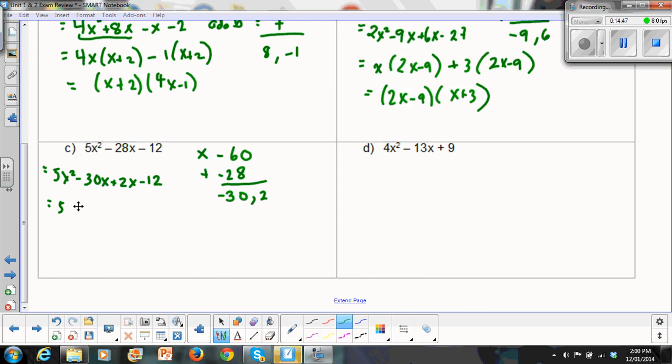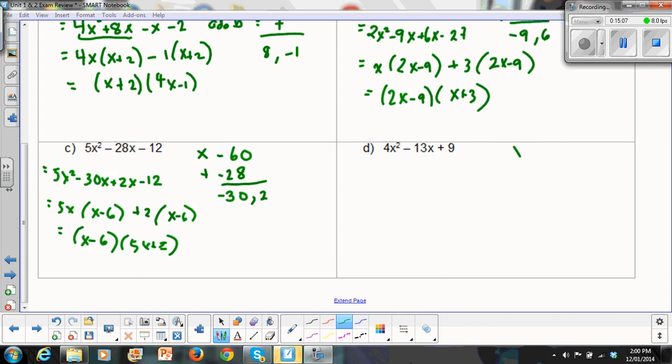In the first two, you can factor out a 5x, and you're left with x minus 6. You can factor out a plus 2, and you're left with x minus 6. And your factors are x minus 6 and 5x plus 2. If you wanted to check your answer, you can expand this all out and see what you got.